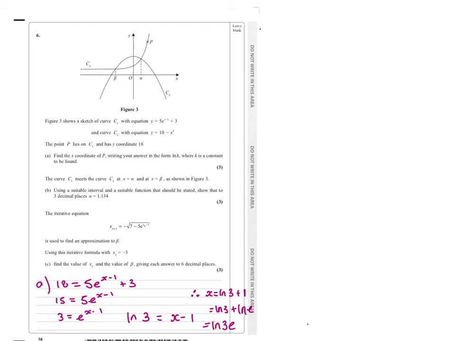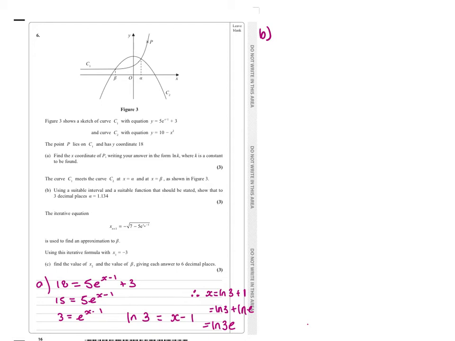So part B. The curve C1 meets the curve C2 at x equals alpha and x equals beta as shown in figure 3. Using a suitable interval and a suitable function that should be stated, show that to 3 decimal places, alpha equals 1.134. The iterative equation is used to find an approximation for beta. Oh, sorry, that's the second part of the question. We just want this part here.